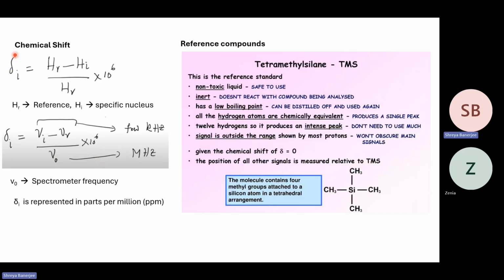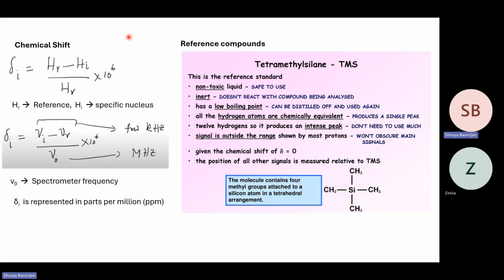Now I will define a term called chemical shift, or delta I, which is defined as (HR minus HI) divided by HR, multiplied by 10 to the power 6. So this is in terms of the magnetic field. We generally do not use this. What we use is something else, so let me first explain the terms.